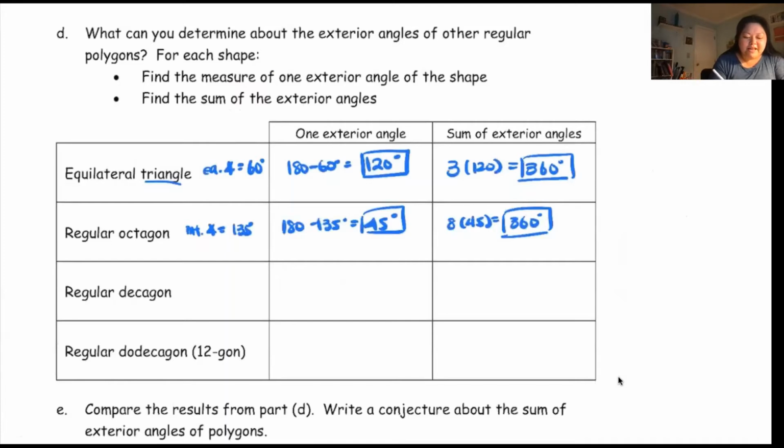Maybe there's more, right? For a regular decagon, if you recall, the sum of the angles adds up to 1,440 degrees. So divide by 10 because there are 10 angles there. So each interior angle is 144 degrees. So a linear pair says 180 minus 144. 180 minus 144 gives me 36 degrees. A decagon has 10 sides, so 10 times 36 degrees.